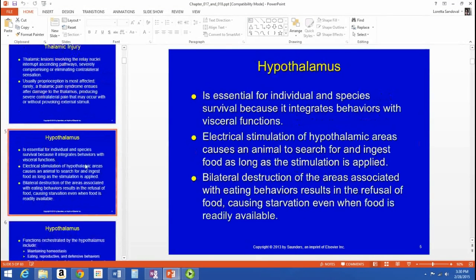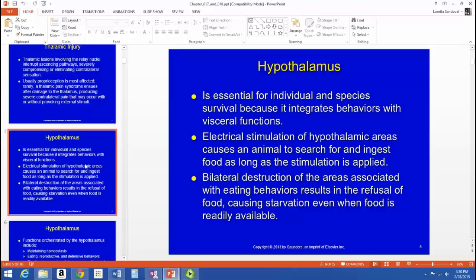Okay, the next part we're going to talk about is the hypothalamus. It is named because it is underneath the thalamus. That's its name by its location, not by its function. But the hypothalamus is essential for individual survival and species survival because it integrates behaviors with visceral functions. So we sense that we're hungry, the hypothalamus makes us go and seek food. That's a survival function. So the visceral function sends the information up there, and the hypothalamus decides what we're going to do with it.